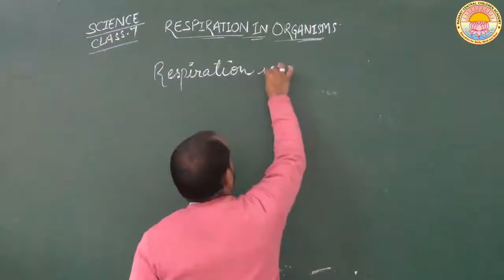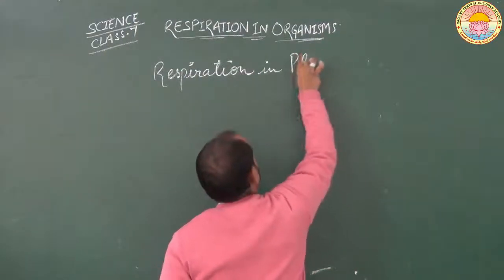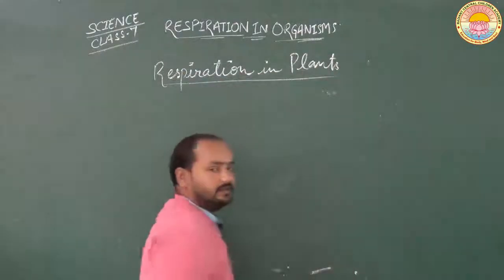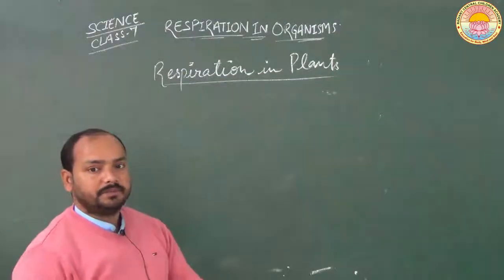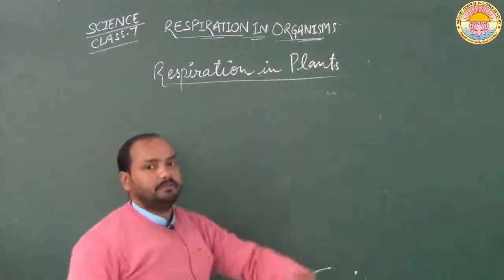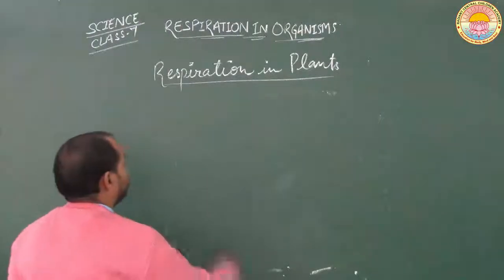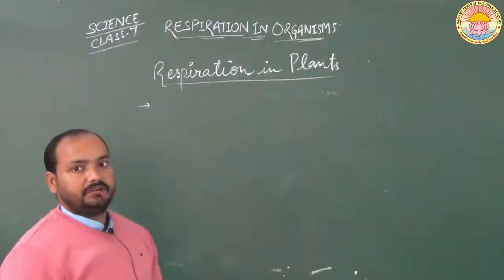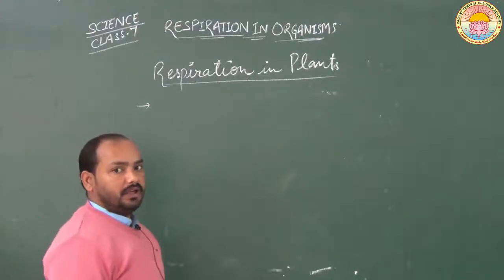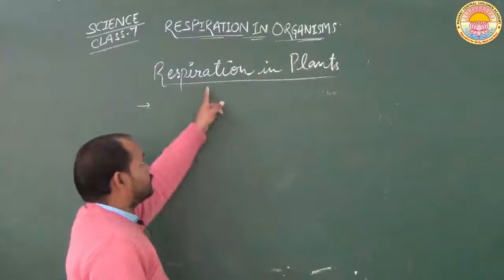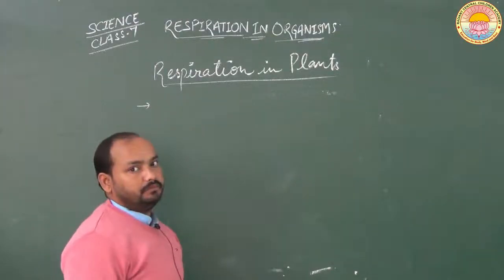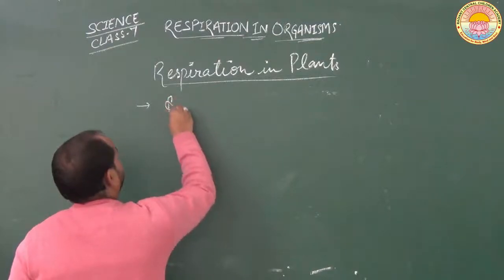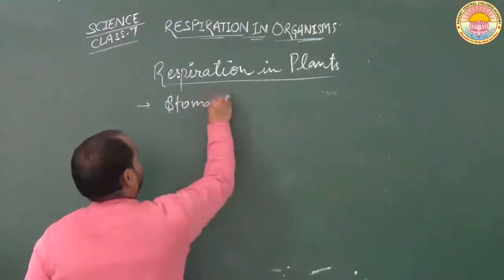respiration in plants. So now let us understand how the respiration process takes place in the plants. There are different types of plants that we can see in the environment, and plants also respire through their different body organs. Mainly all the plants respire through the stomata.